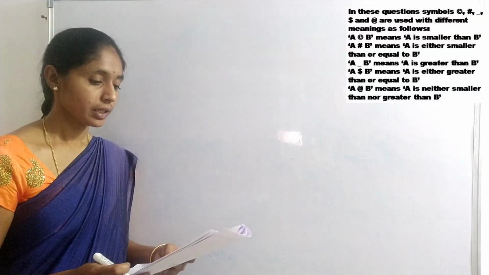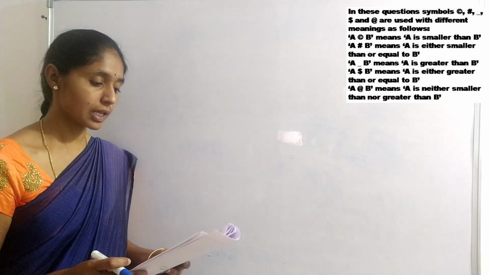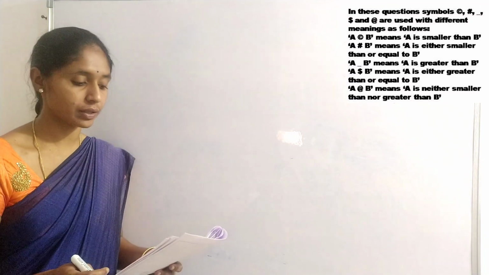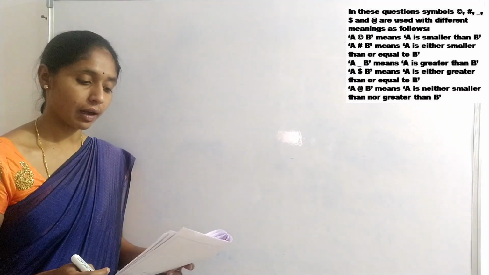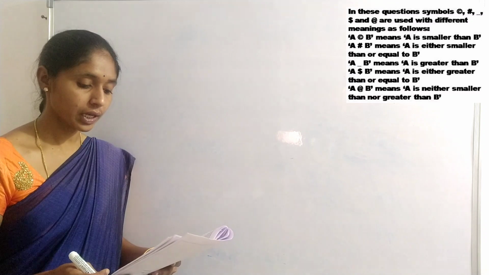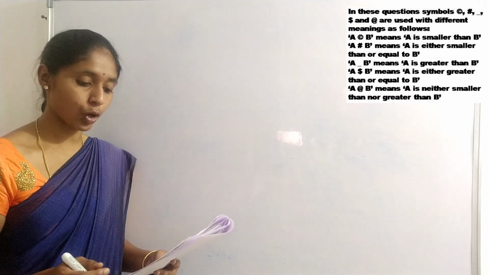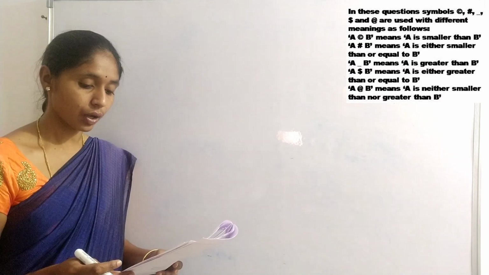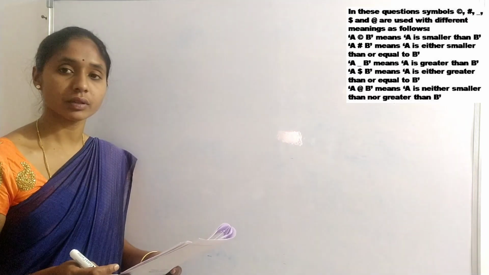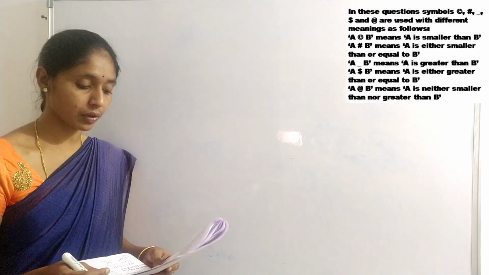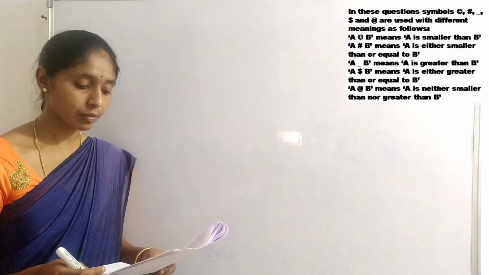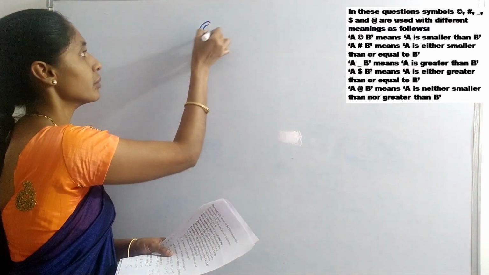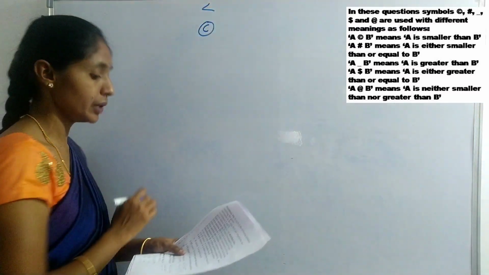Next question. In each of the following questions, assuming the given statement to be true, find out which of the two conclusions 1 and 2 given below them are definitely true. Okay. In these questions, symbols copyright, hash, underscore, dollar and at are used with different meanings as follows. A copyright B means A is smaller than B.